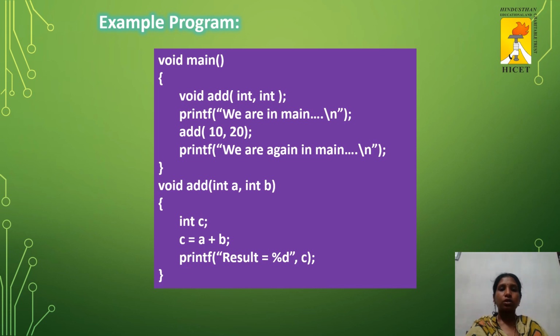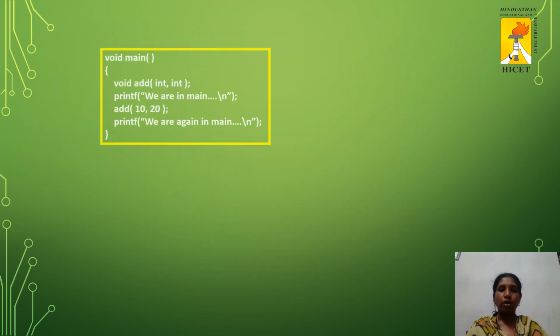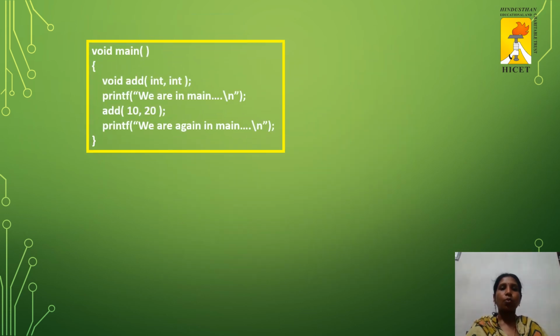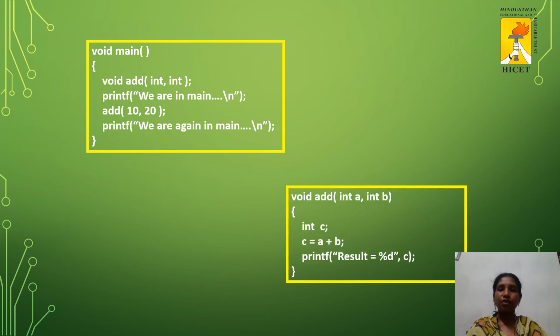Now we will see how this example is going to work for function with parameter and without return value. I have split the entire program into two parts. One is main part, another one is the function definition part. Here in main part, as usual, I have declared the function add and I am calling that function add of 10, 20. So here I am passing the parameters to the function definition.